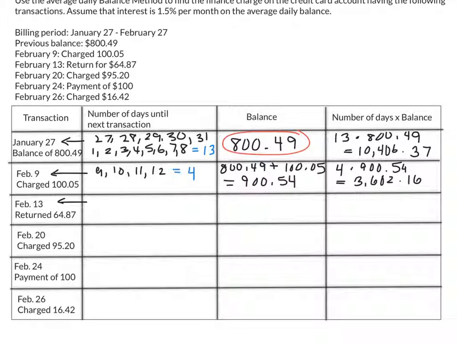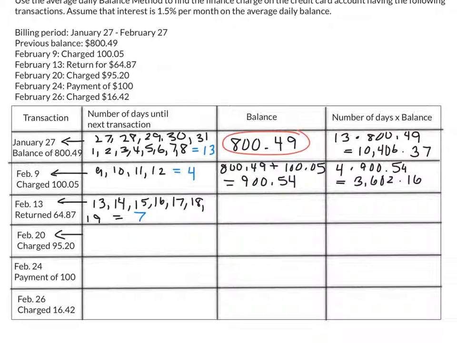So the number of days until the next transaction is found by looking at the next column, and the next transaction was on February 20th. So we're going to count from the 13th to the 20th. So we have 13, 14, 15, 16, 17, 18, and 19. And that represents 7 days.